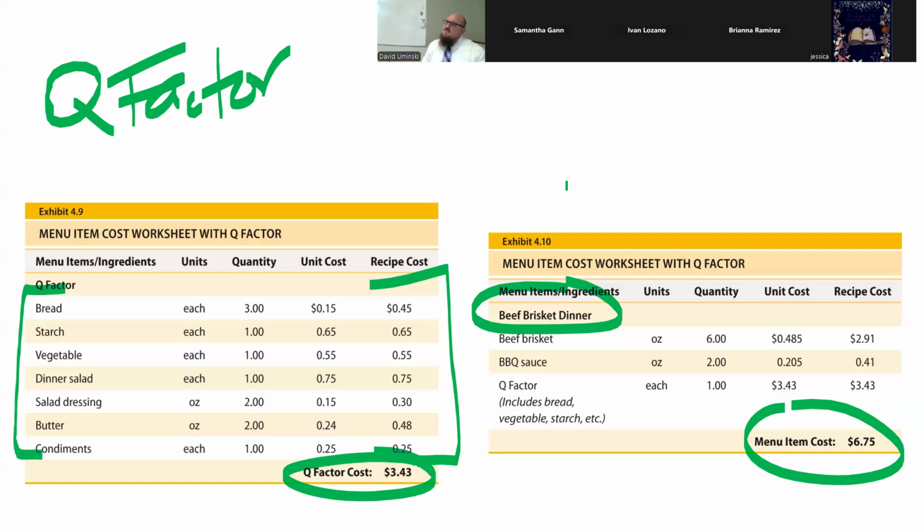Okay. This is also really helpful if you're in catering, right? If you're serving a lot of people in a catering situation where everyone's getting the same amount of stuff, then this is just one flat price that you're going to be charging for everybody.